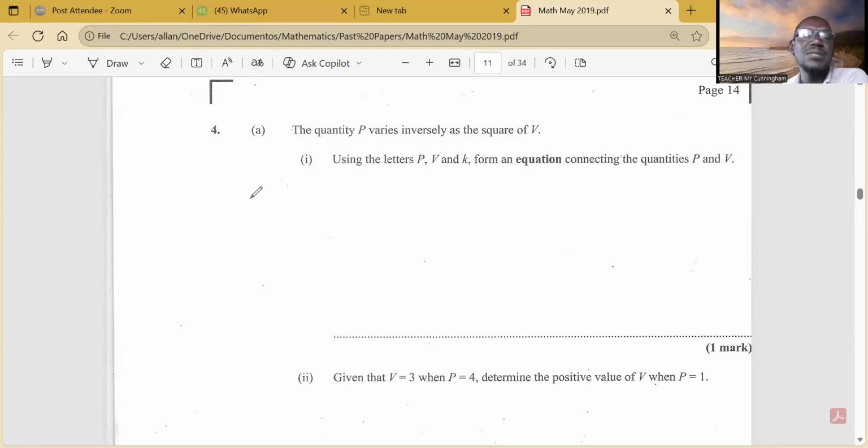We are doing a past paper question with inverse proportion. P varies inversely to V. Now, because it's inverse, it's 1 over, but it said V squared, the square of V.